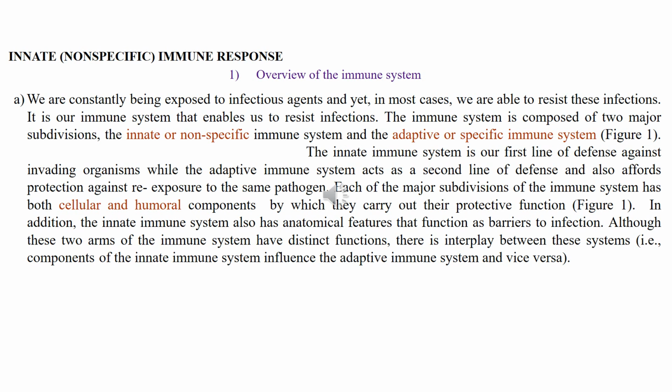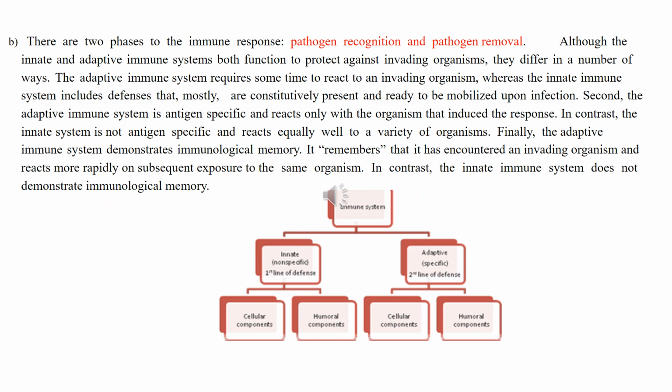After breaking through the first defenses and entrance of the pathogen to our body, the second line of the immune system will defend and protect the body, and this we call the adaptive immune system, and we will talk about it in detail in the subsequent lectures. There are two phases of the immune response: pathogen recognition and pathogen removal.